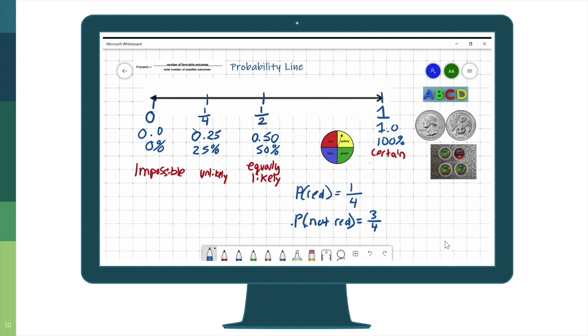Well, where does 3/4 go on a number line? But you already have this plotted as well. 3/4 would go on our number line between 1/2 and 1. And it's represented as 75 hundredths and 75%. And do you know how we would label that on a probability line? You've got it. We would consider this a likely event. This is considered a likely event.